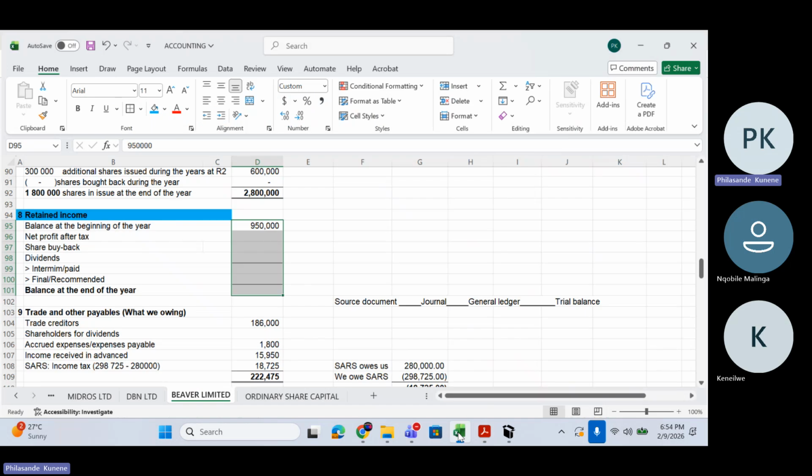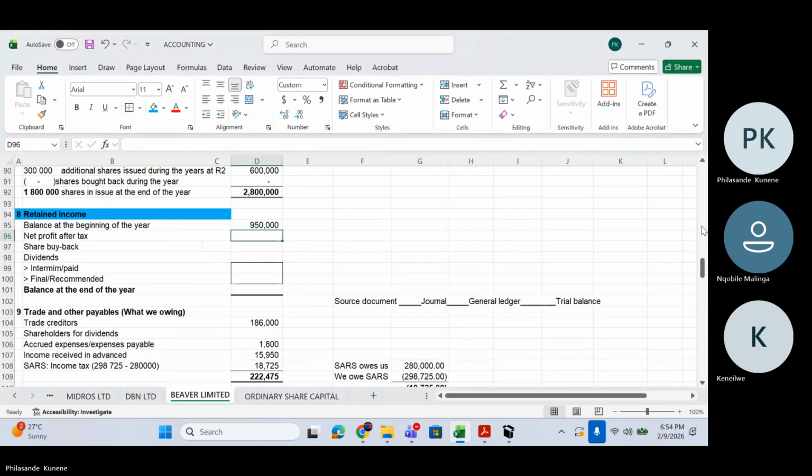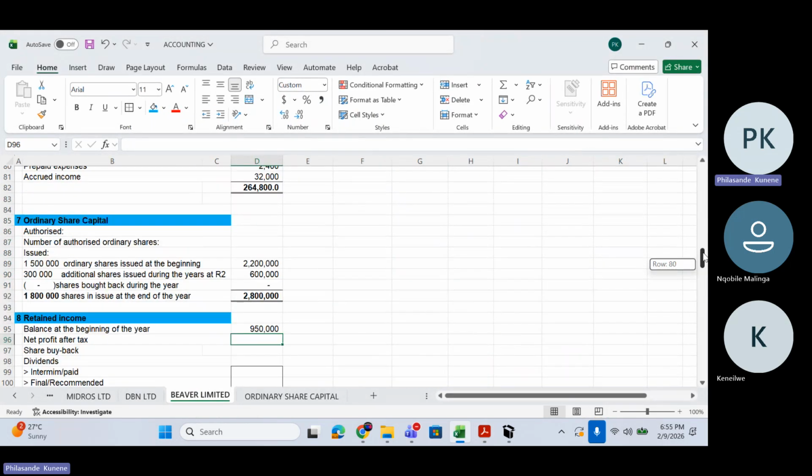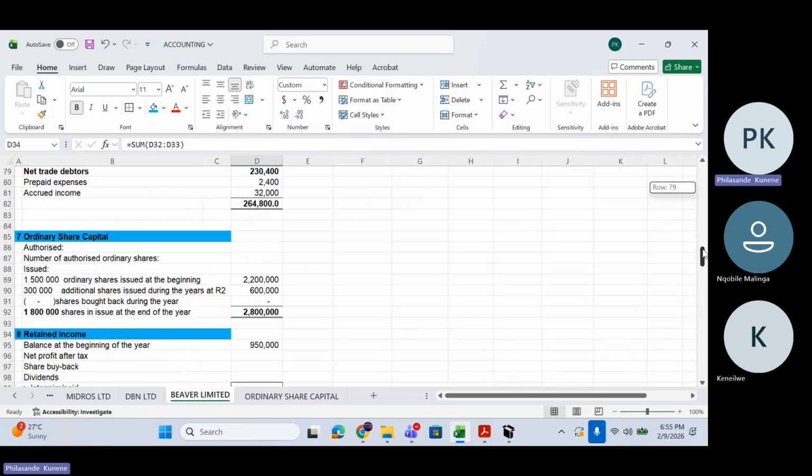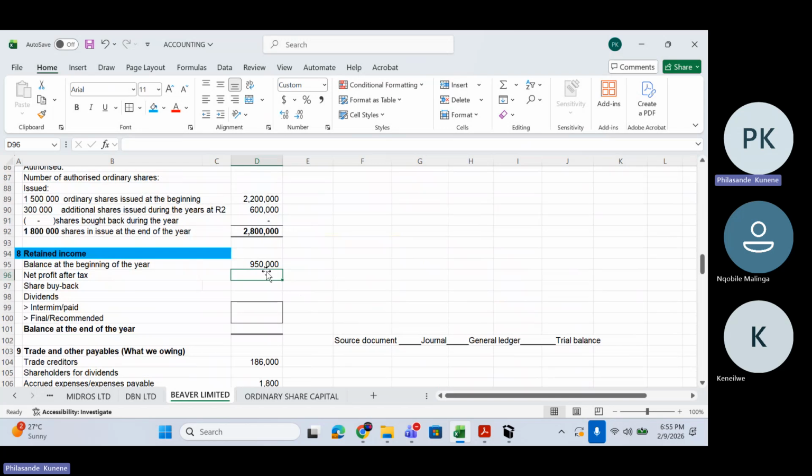Okay. Net profit after tax. We did calculate how much we got as a net profit after tax: 697,025. That is our profit after tax. Share buyback, we always subtract it. It should always be in brackets, but in this scenario, we have 0 under share buyback.